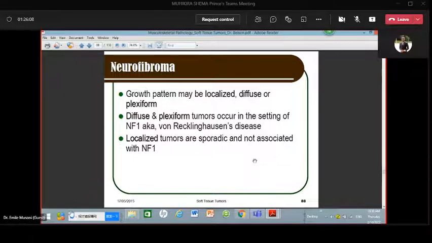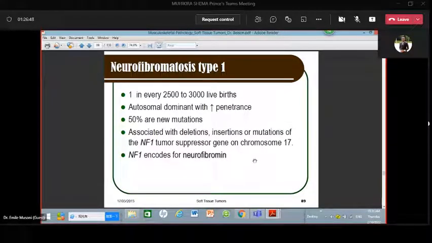Neurofibroma has a growth pattern that may be localized, diffuse, or plexiform. It occurs in the setting of neurofibromatosis, also known as von Recklinghausen disease. Localized tumors are sporadic and not associated with neurofibromatosis 1, whereas diffuse and plexiform are associated with neurofibromatosis. Neurofibromatosis type 1 is autosomal dominant with high penetrance, and 50% of cases are found with a new mutation.